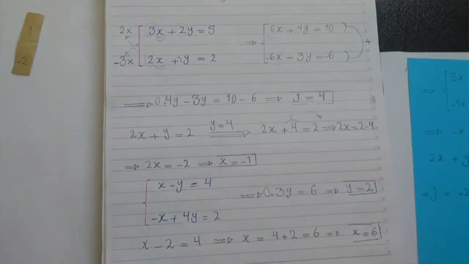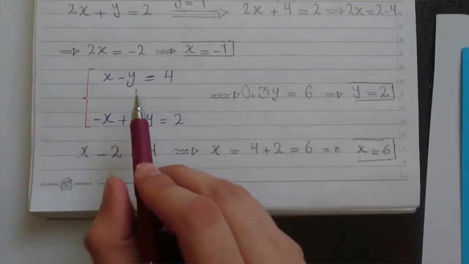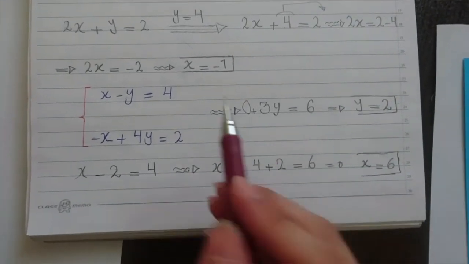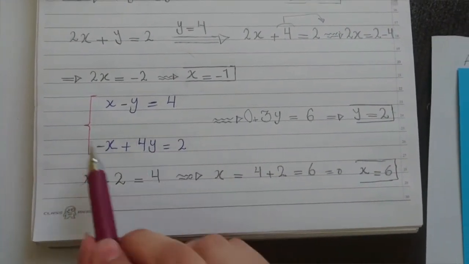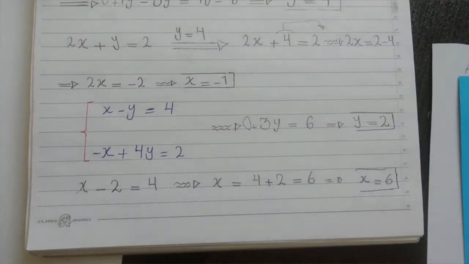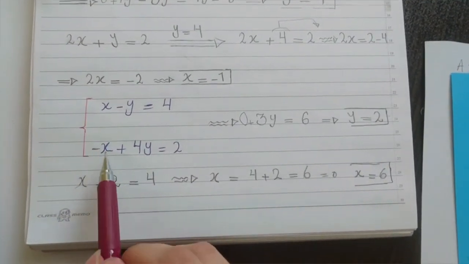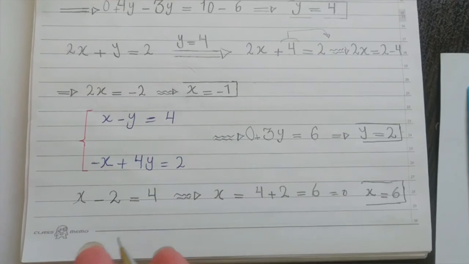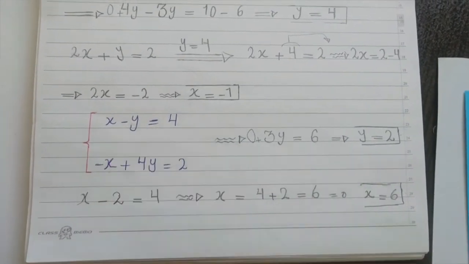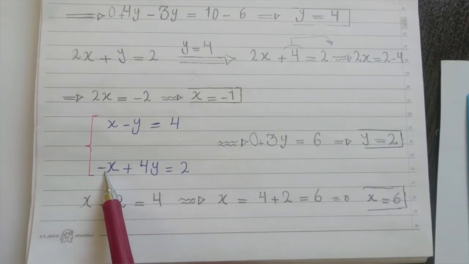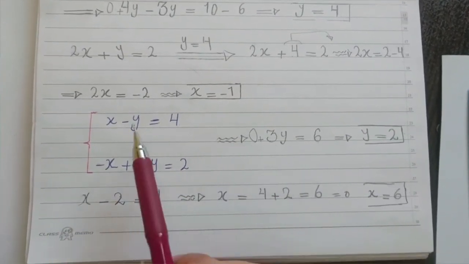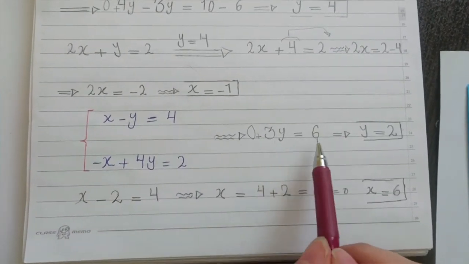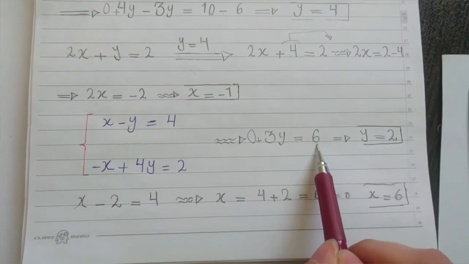Okay, and here's another example. x minus y equals 4, negative x plus 4y equals 2. In this system of equations, it's really easy because just by adding them up, we can easily eliminate the variable x, since it has already been set up for us. So x minus x is 0. Negative y plus 4y is 3y, equals 4 plus 2, which is 6.